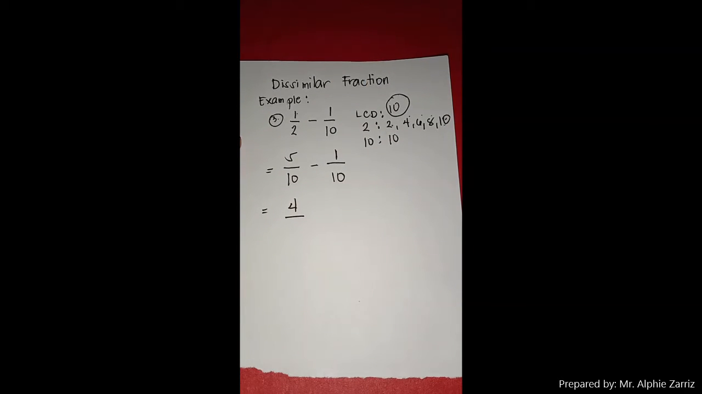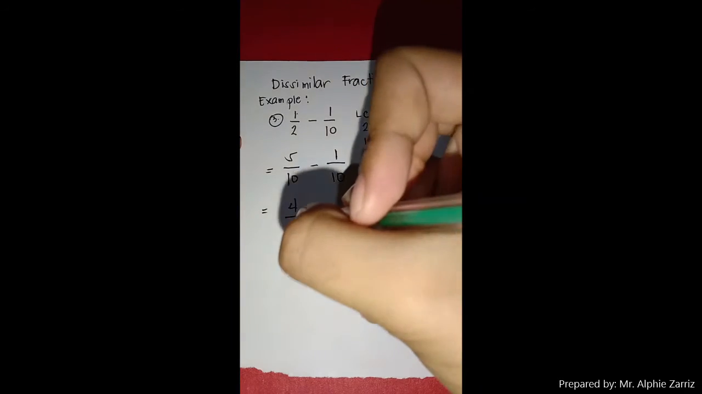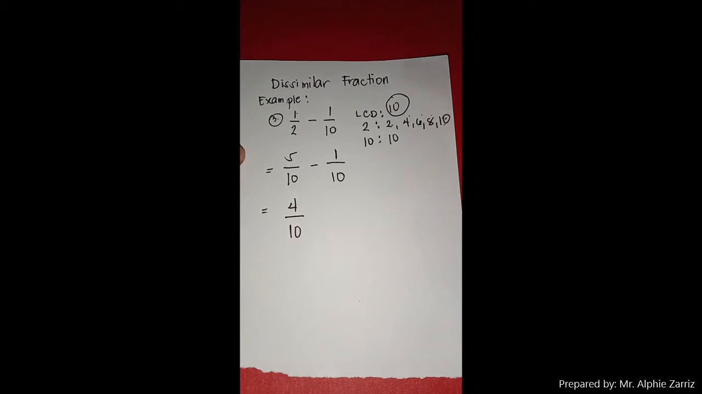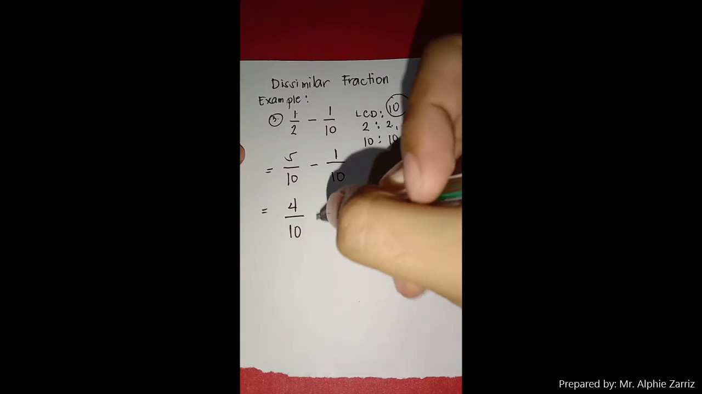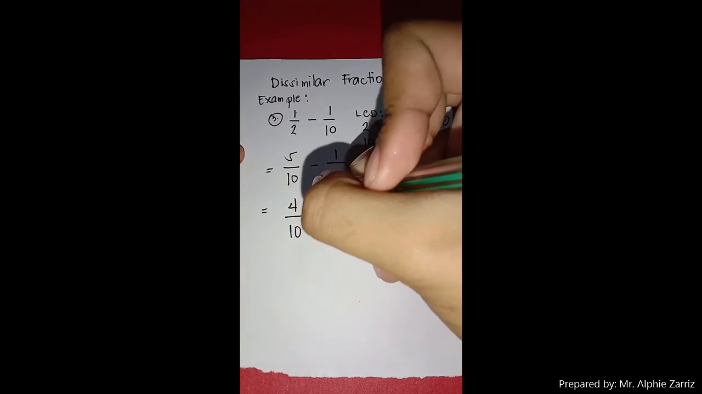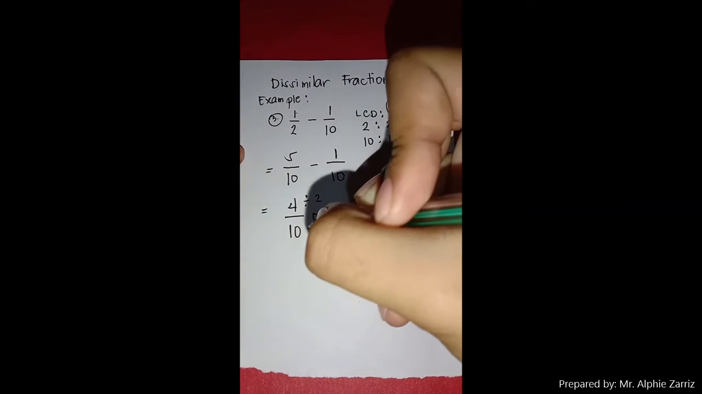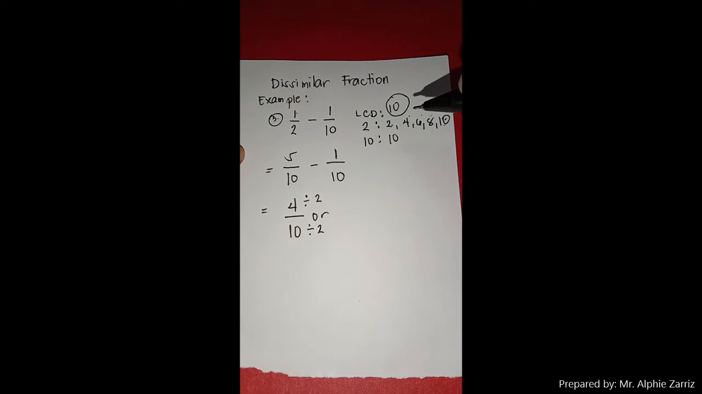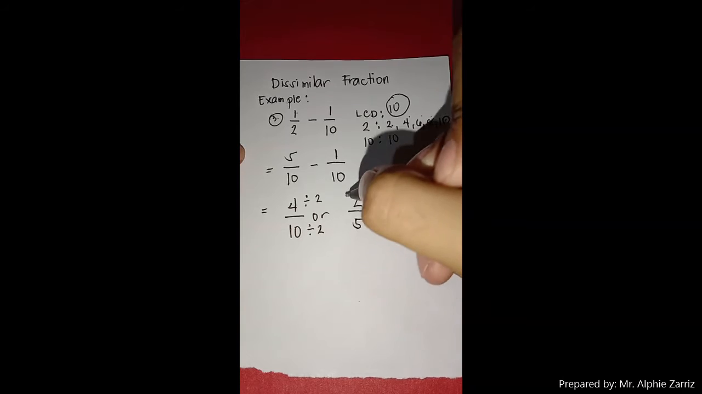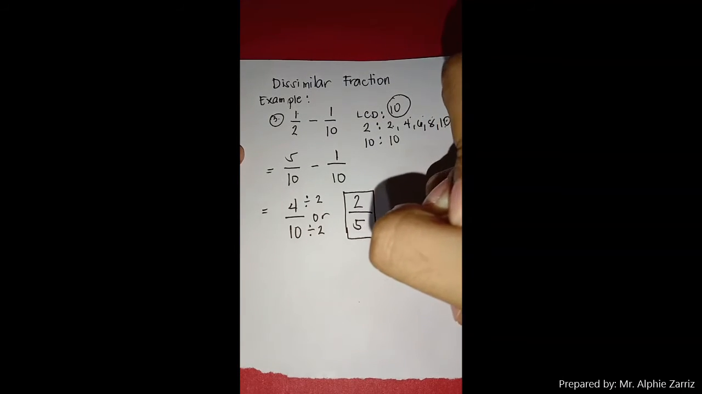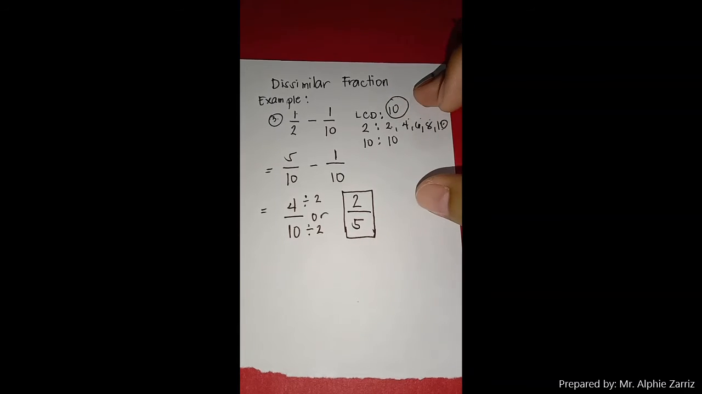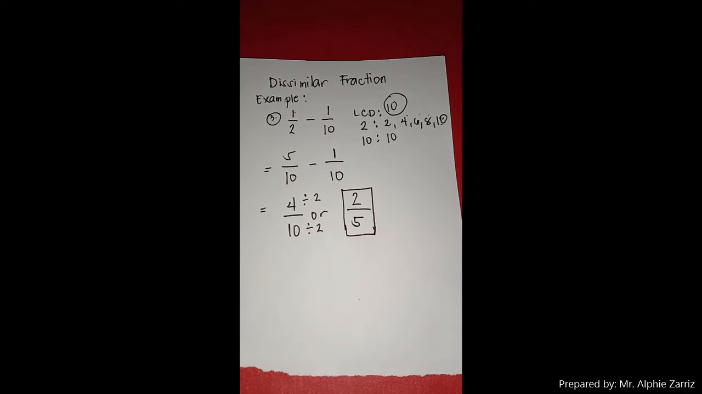Then copy the denominator, which is 10. And then reduce the answer if possible, or simplify the answer if necessary. So we will just change it into lowest terms, by 2's. 4 divided by 2, we have 2. 10 divided by 2, we have 5. Therefore, our final answer is 2/5. So that's dissimilar fractions.